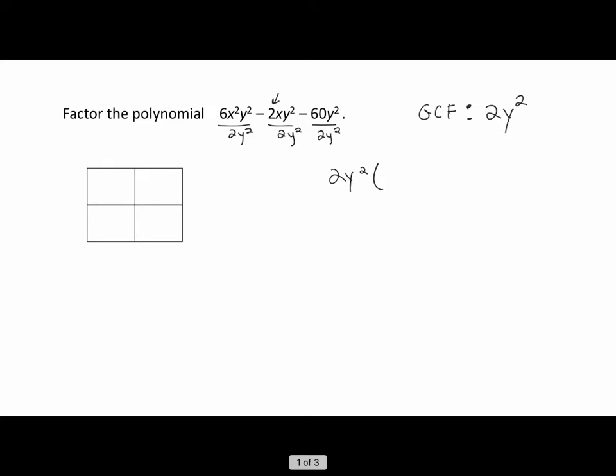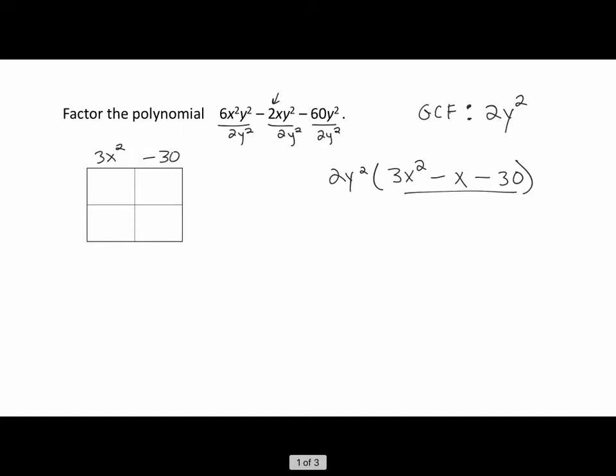For the first term, 6 divided by 2 is 3x squared, and the y squared cancels out. In the middle term, both 2 and y squared cancel out, leaving just minus x. In the last term, 60 divided by 2, that's a minus 30, and the y squared cancels out. So now we want to see if the remaining trinomial can be factored.